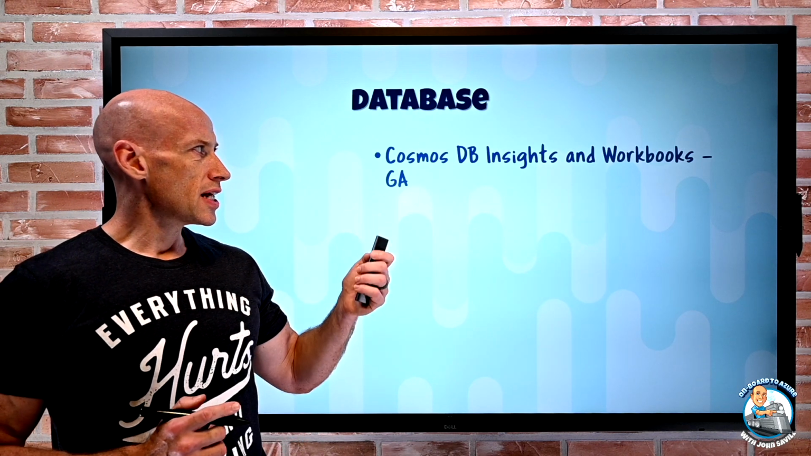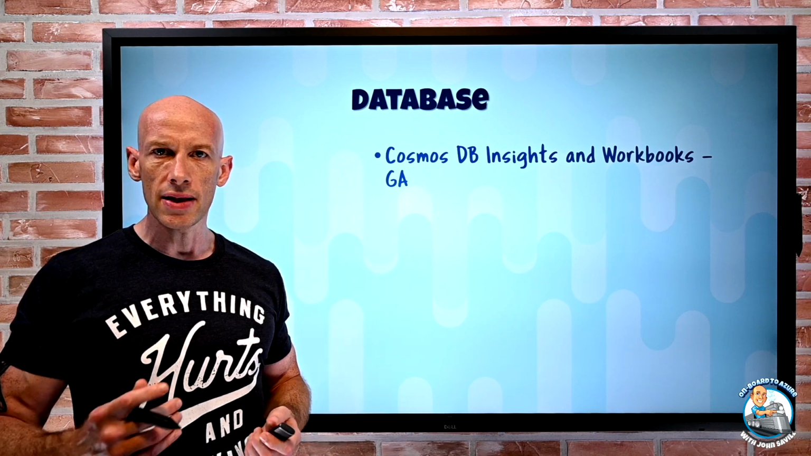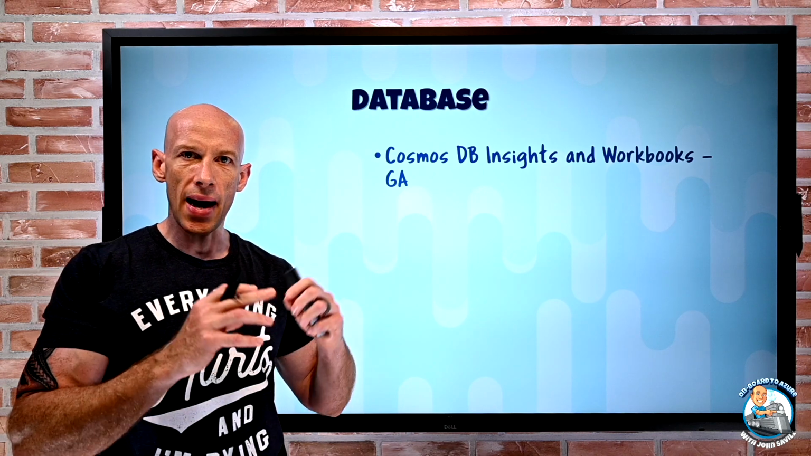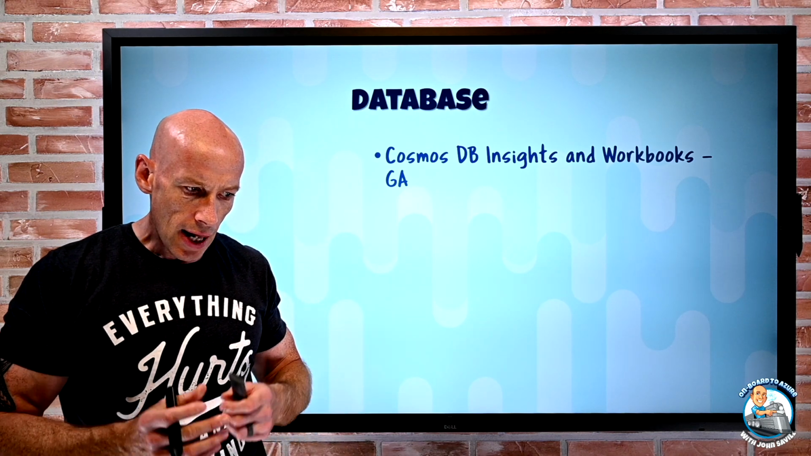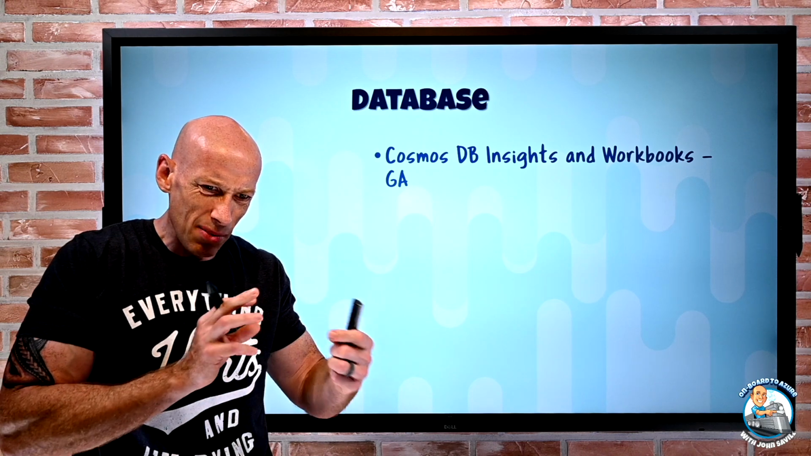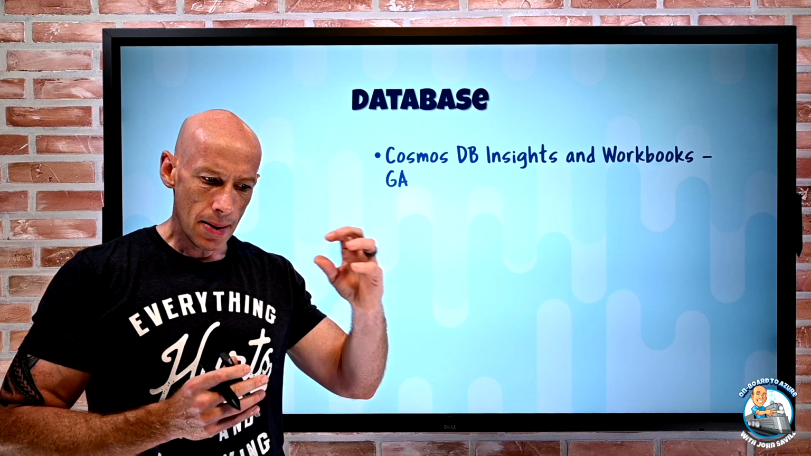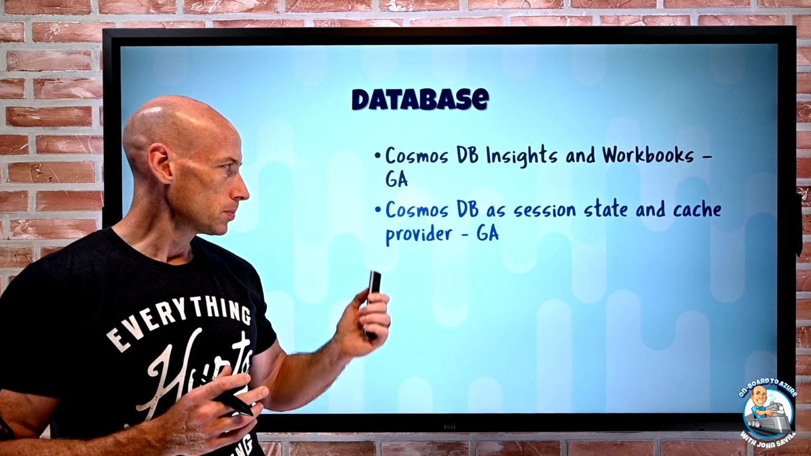Database side, Cosmos DB Insights and Workbooks have GA'd. So I've talked about these before. Insights obviously give me this curated set of information about my Cosmos DB instance that I most likely care about. And then those workbooks is this kind of more flexible platform where I can take it, I can tweak it, but it gives me different information about the environment.